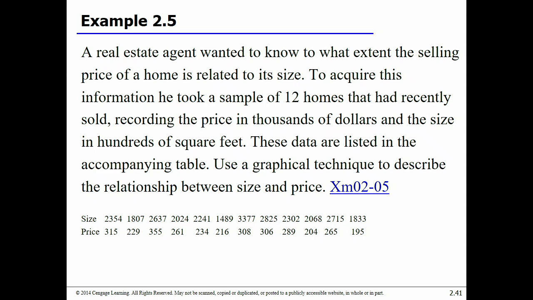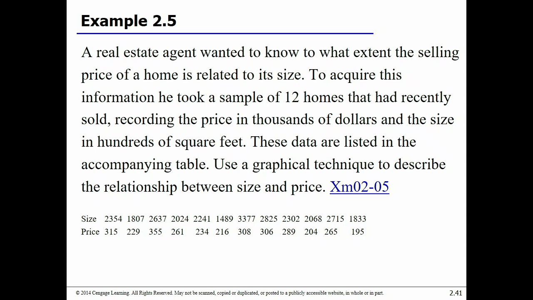So here is a table of 12 homes that sold recently in a neighborhood. And here's their size in square feet and their price in thousands. Let's take a look at that data. Let's graph it. Let's make sense of it. So which one is the independent variable? Which one's the dependent variable? That's the most important question here. Which one do we think determines the other?